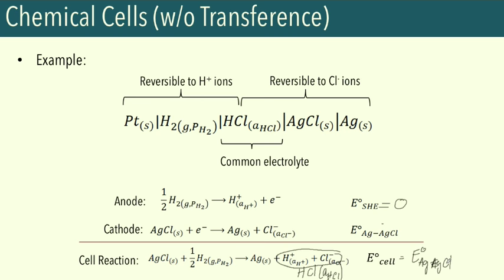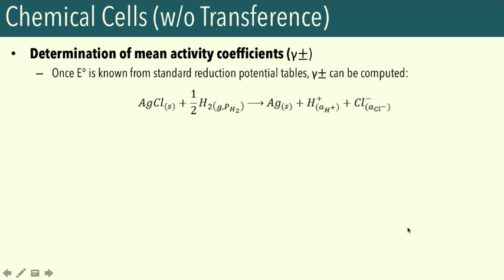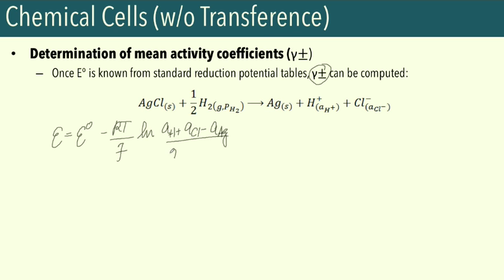Another major application is the determination of mean activity coefficients. Since we're dealing with a single electrolyte solution, and our H plus ions and our chloride ions are derived from a single species, which is HCl, their activity coefficients can be approximated using the mean activity coefficient. So let's write out the Nernst equation for this. The cell potential E is equal to the standard cell potential minus RT over F, where n is equal to 1 in this case, times ln of the activity of H plus ions times the activity of chloride ions times the activity of silver, over the activity of silver chloride times the activity of hydrogen gas squared.